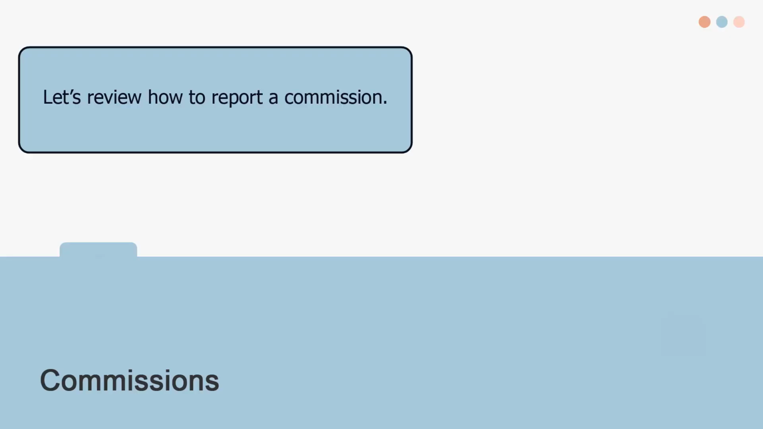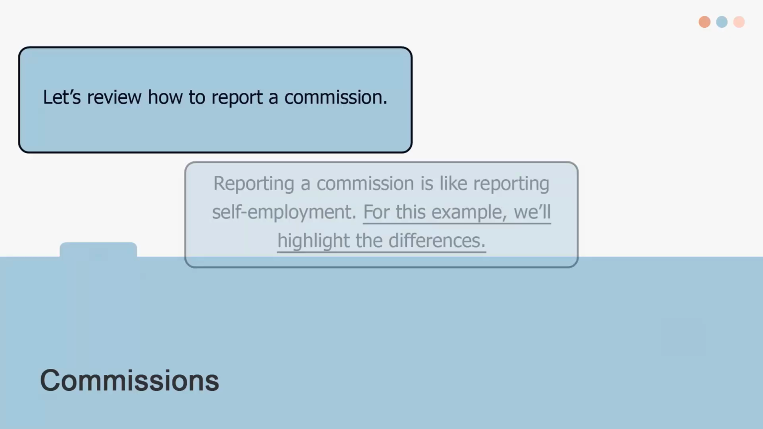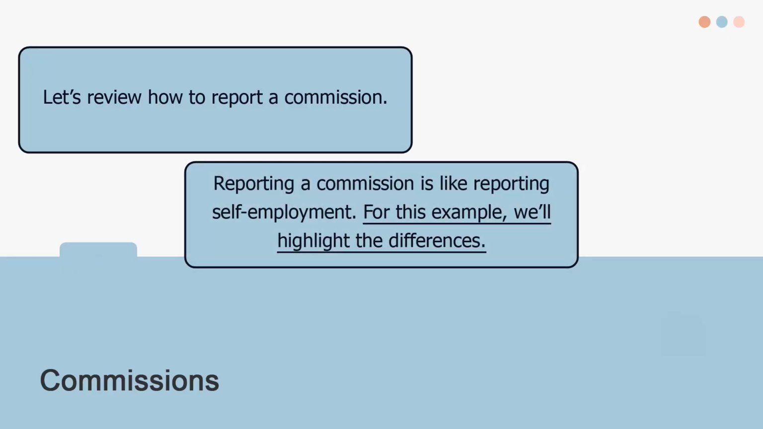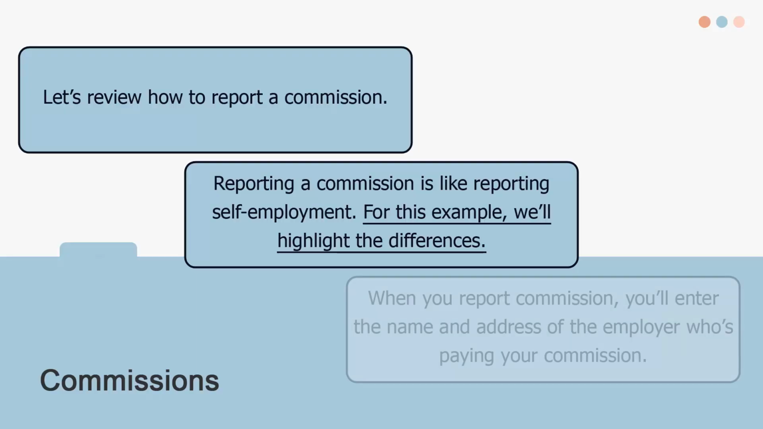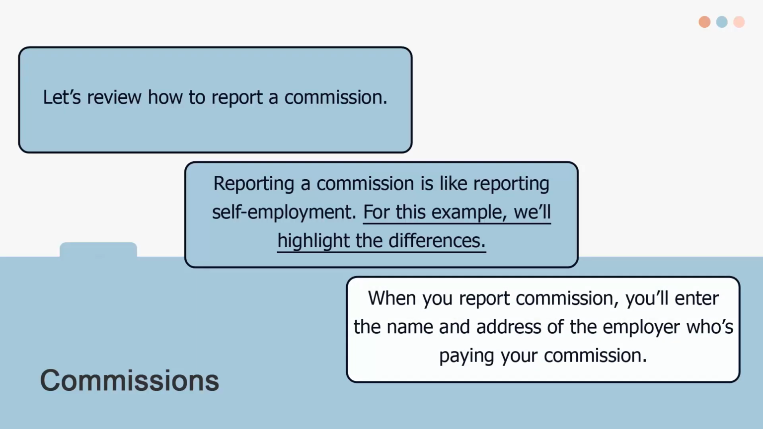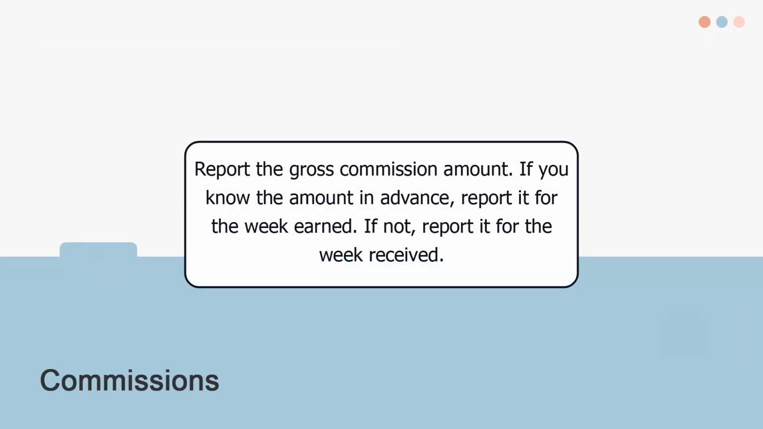Now, let's review how to report a commission. Reporting a commission is like reporting self-employment. For this example, we will highlight the differences. When you report commission, you'll enter the name and address of the employer who's paying your commission. Report the gross commission amount. If you know the amount in advance, report it for the week earned. If not, report it for the week received.